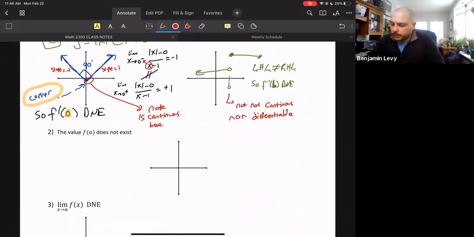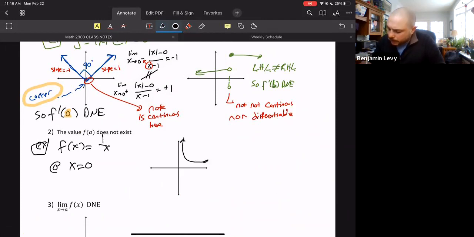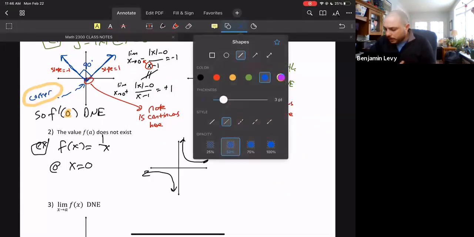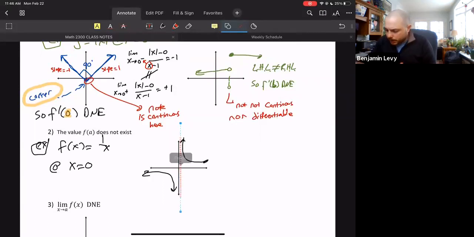For example, 1 over x at x equals 0. We've looked at this one a bunch of times, right? 1 over x does this. The reason it does this funky thing on either side of 0 is because there's that vertical asymptote. And there's a vertical asymptote because you can't divide by 0. Right? Everyone knows this, I think. And so this is what's called an infinite discontinuity.